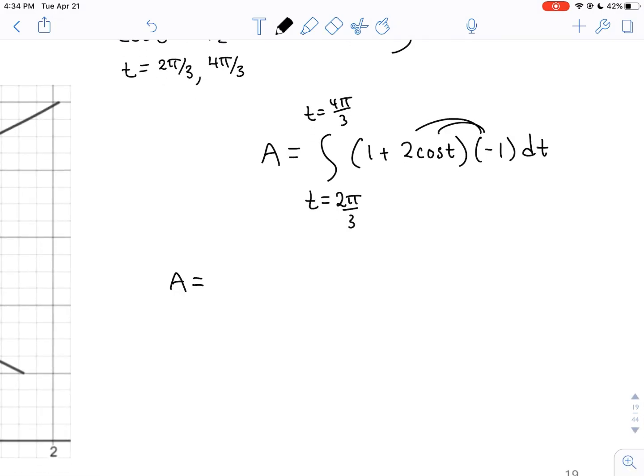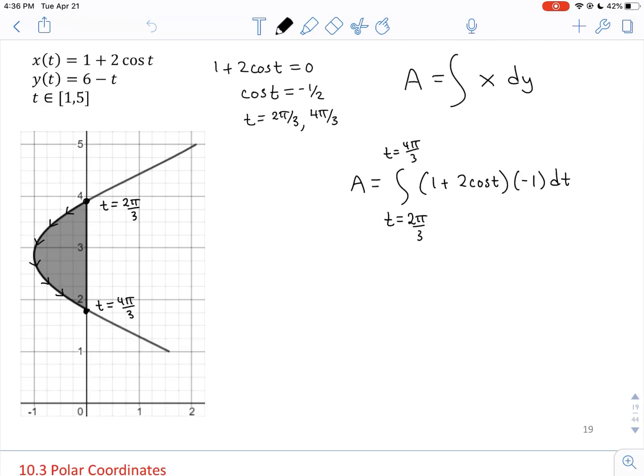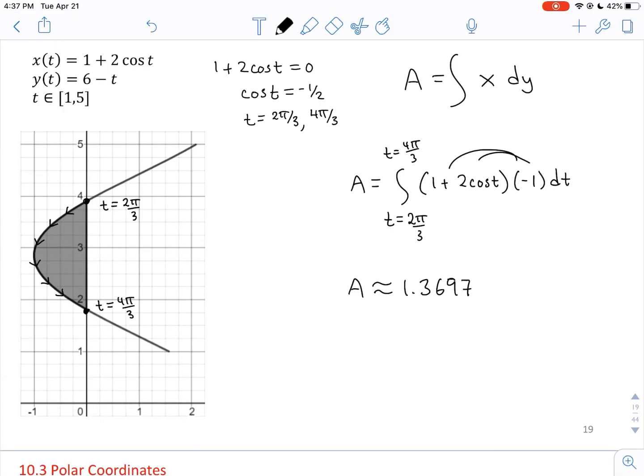I'm going to distribute this negative first, and then integrate. So we have a negative 1 integrated is negative t. We have a minus 2 cosine t integrated is minus 2 sine t. And we're going to evaluate from 2 pi thirds to 4 pi thirds. For time's sake, I'm just going straight to the Desmos. All right, and we get that positive answer, 1.3697. And this would be, again, square units. And right what we expected, right? More than 1, but not quite 2, just looking at it.